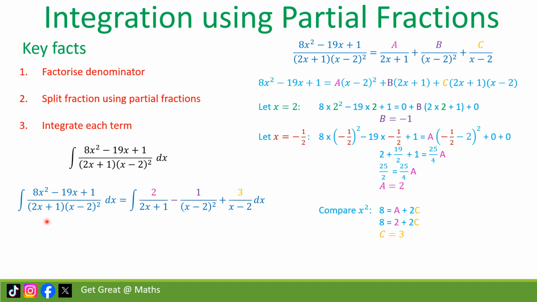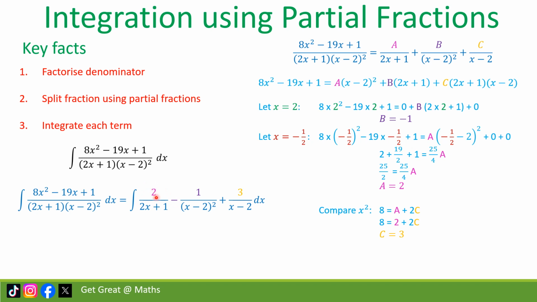So the integral of the question that was given is the same as the integral of 2 over 2x plus 1 minus 1 over (x minus 2) all squared plus 3 over x minus 2 dx. So these are all the terms here with respect to x. Now from here I can integrate each of these terms.